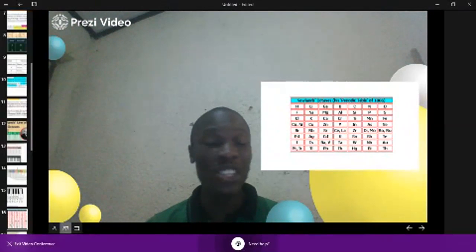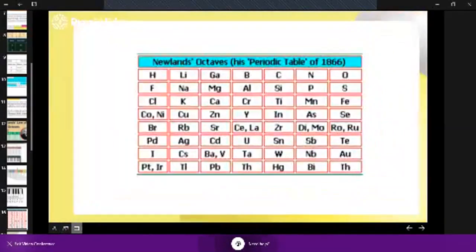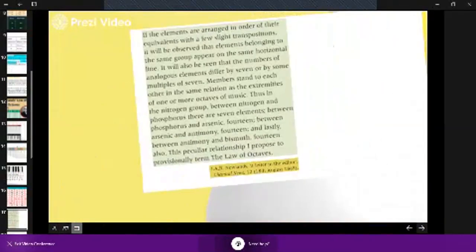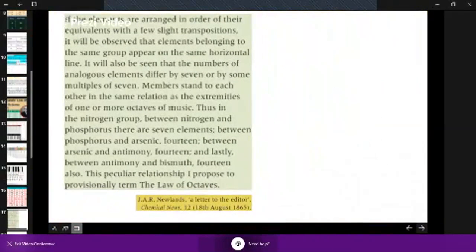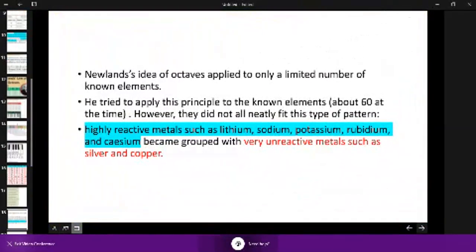This guy in New Zealand was working as a chemist on one of the sugar factories. He was a chemist there. So he came up with this work, but scientists looked at his work and they mooted it. They said, no, your work is not really coming up proper. It doesn't match. So New Zealand felt very bad, and went back to work on the sugar factory.